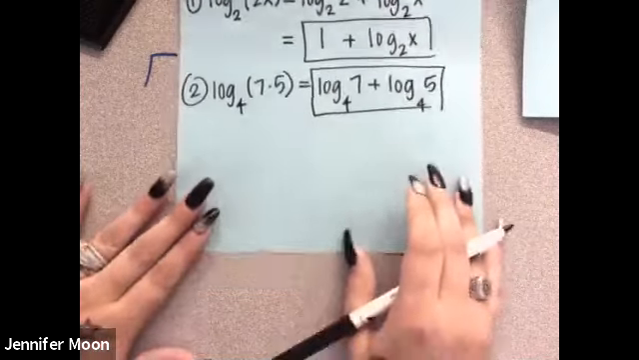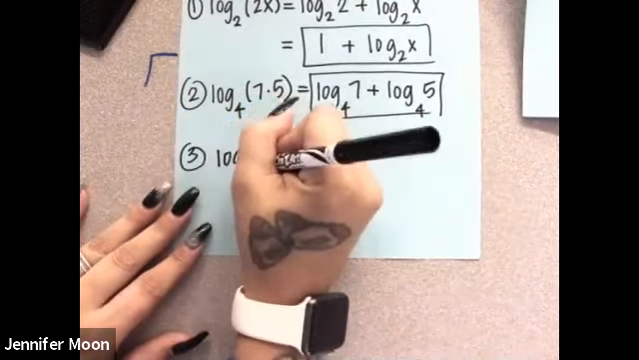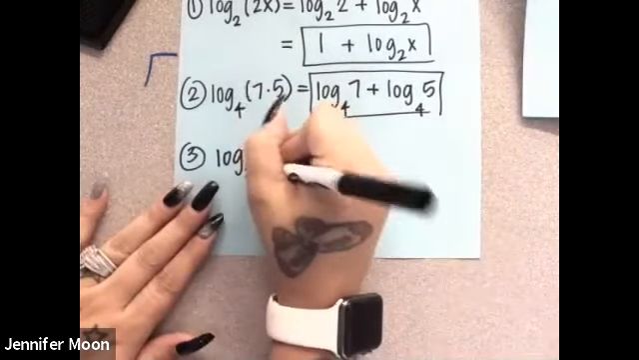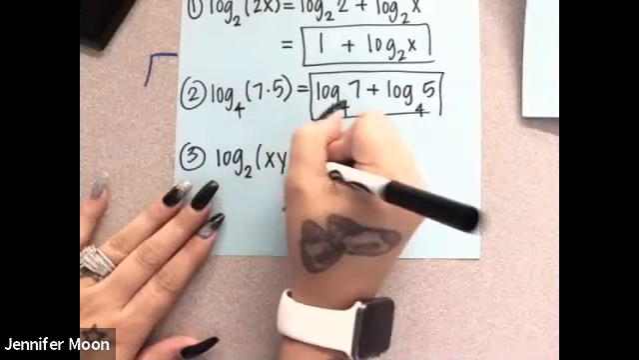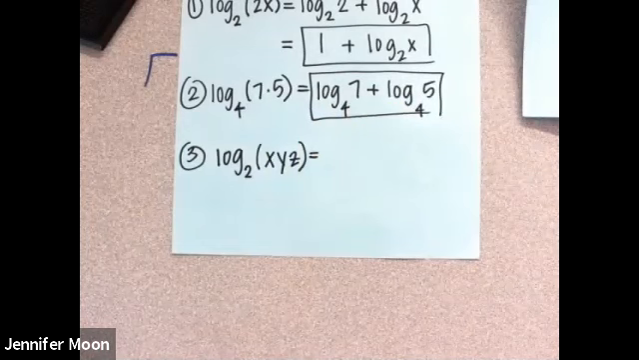Third problem. Say we have log base 2, and then in parentheses, we have x, y, z. Do you agree? Inside of those parentheses, it's all multiplication. Everything's touching. There's no operations. That's x times y times z.